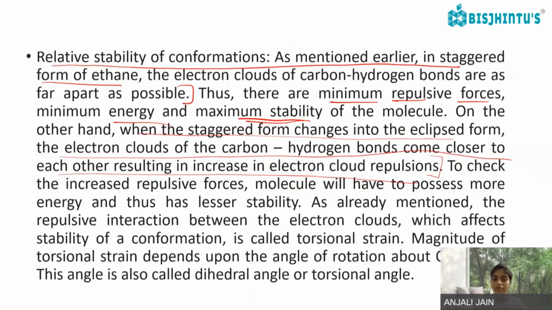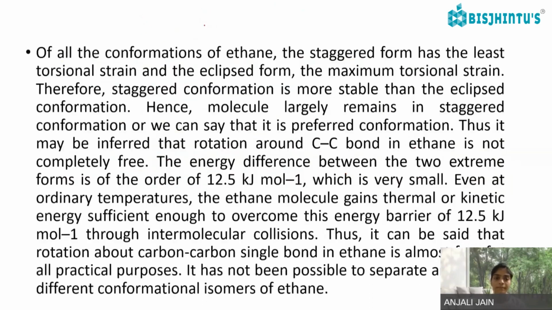As already mentioned, the repulsive interaction between electron clouds, which affects the stability of a conformation, is called torsional strain. The magnitude of torsional strain depends upon the angle of rotation about the C-C bond, and this angle is also called the dihedral angle or torsional angle. Of all the conformations of ethane, the staggered form has the least torsional strain and the eclipsed form has the maximum torsional strain.